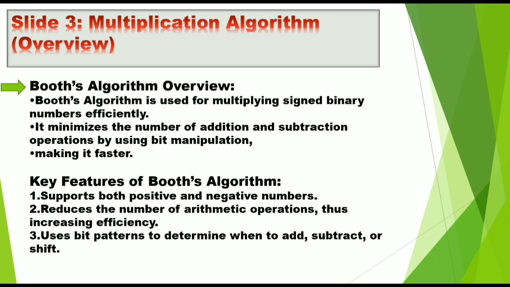Okay, multiplication algorithm overview. Booth's algorithm is used for multiplying signed binary numbers efficiently. It minimizes the number of addition and subtraction operations by using bit manipulation, making it faster. Key features of Booth's algorithm: it supports both positive and negative numbers and reduces the number of arithmetic operations, thus increasing efficiency. It uses bit patterns to determine when to add, subtract, or shift.